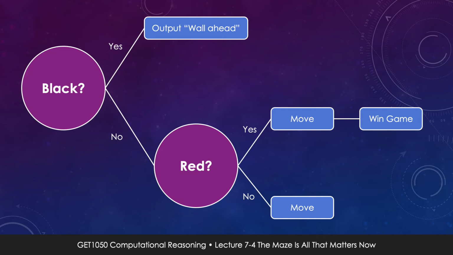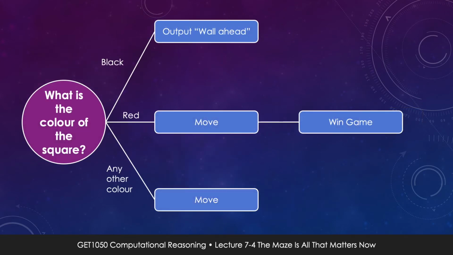Notice how this is not just a simple yes, no anymore. So we can actually simplify our tree diagram like this. So actually, I'm teaching you something new now, okay? A more advanced form of tree diagram. So instead of just asking yes, no questions, we can ask what is the color of the square ahead? And if it's black, then we say wall ahead and we don't do anything.